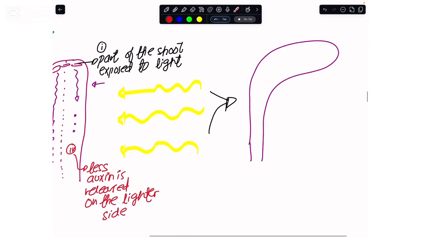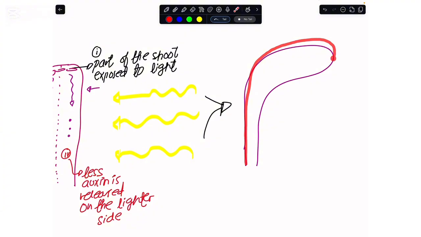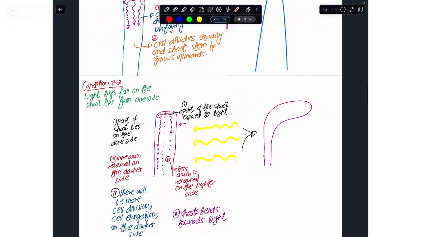And as a result of that, this shoot that we have got would now bend toward the light, and this is an example of positive phototropism.